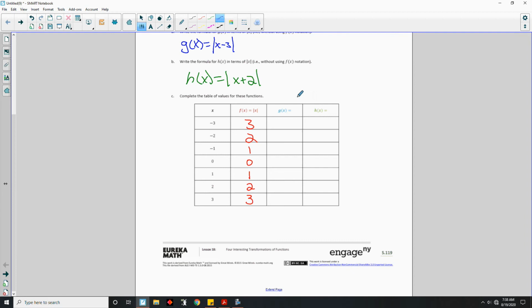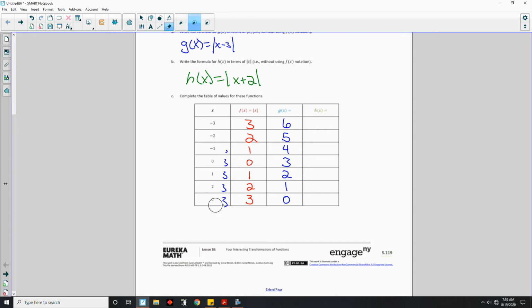Okay, that was easy. And now g of x, we're just going to do the absolute value of x minus 3. We're going to subtract 3 from all of these and then take their absolute value. So let me just put that in first. So negative 3 minus 3 is negative 6. The absolute value of negative 6 is 6. Negative 2 minus 3 is negative 5, and the absolute value. Negative 1 minus 3 is negative 4. Absolute value is 4. 0 minus 3 is negative 3, absolute value of negative 3 is 3. 1 minus 3 is negative 2, and the absolute value is 2. 2 minus 3 is negative 1, absolute value of negative 1 is 1. And 3 minus 3 is 0, the absolute value of 0 is 0.